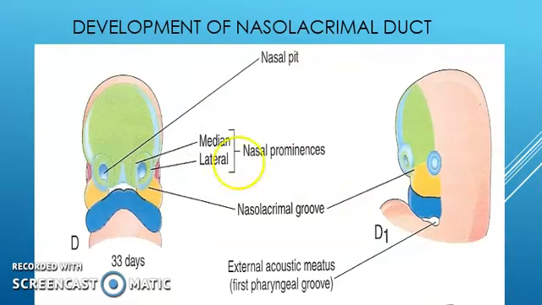The nasolacrimal duct appears in the nasolacrimal groove. The nasolacrimal groove is present between the maxillary prominence and the lateral nasal prominence. Initially, there is thickening of the ectoderm in this groove, but later on, it is canalized to form the nasolacrimal duct. The upper end of this nasolacrimal duct widens to form the lacrimal sac. In adults, the nasolacrimal duct extends from the medial angle of the eye to the inferior meatus of the nose.